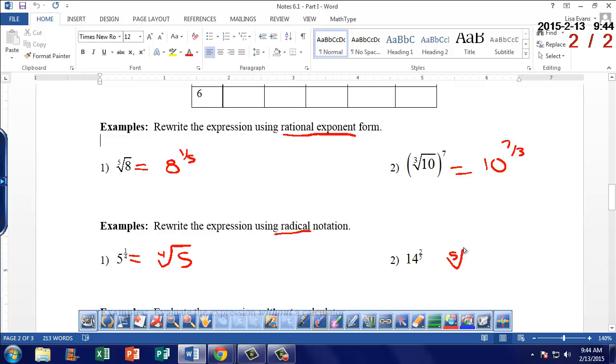This one, we're going to take the 5th root of 14, but because of the top number being a 2, we're going to raise it all to the 2nd power. Pretty easy, right? So remember, the denominator of the exponent is what root we're taking. Square root, cube root, 4th root, 5th root, 6th root. Okay, let's go ahead and try these problems.